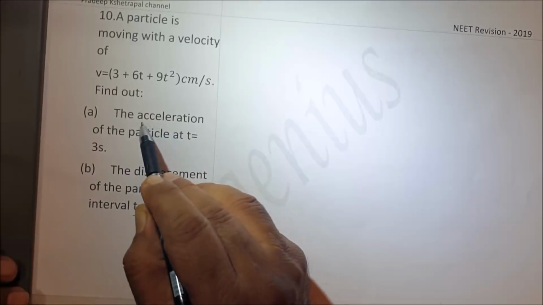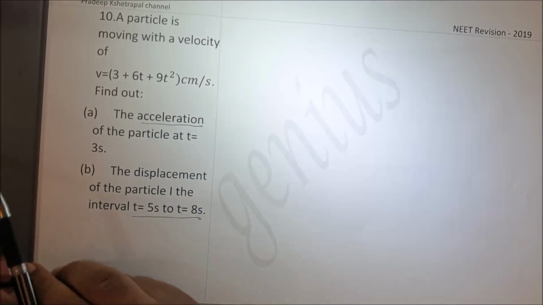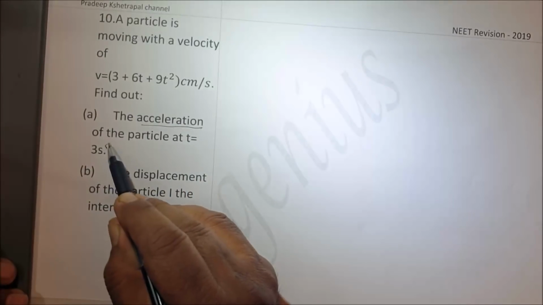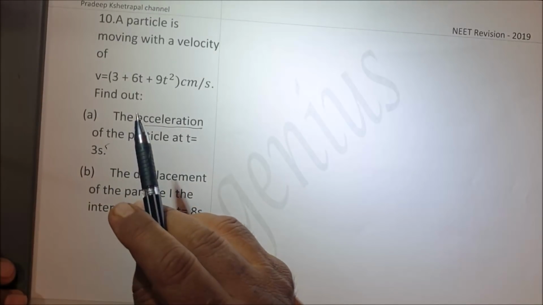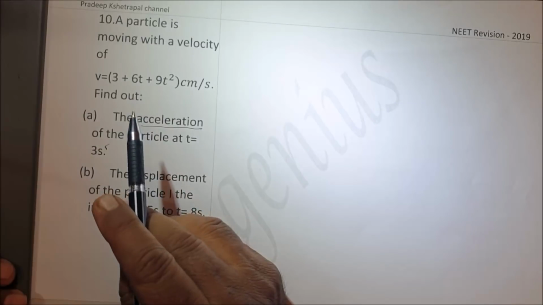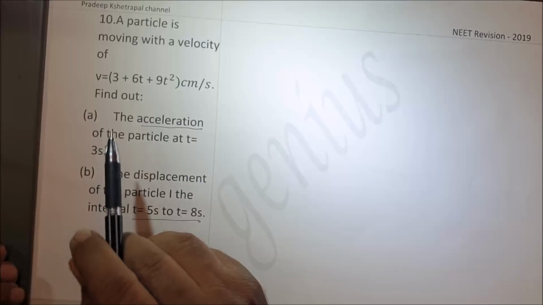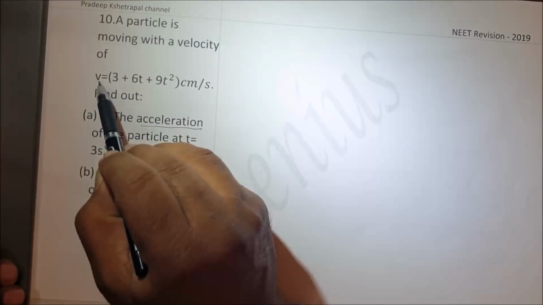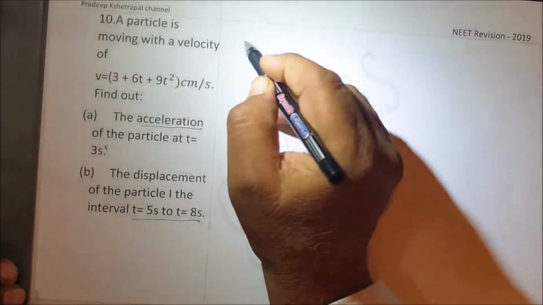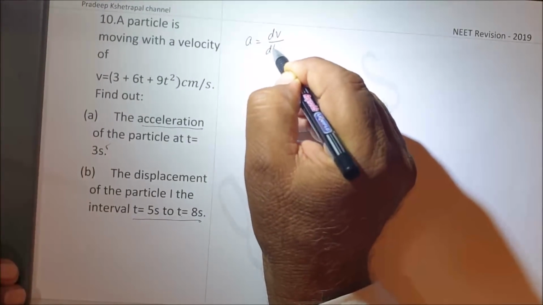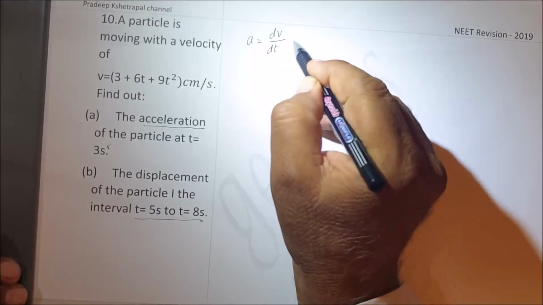And what are we supposed to find out? Acceleration. So the first thing, if you want to find the definite value of acceleration, we must have the formula of acceleration, the relation or function of acceleration. How do we get it? From velocity to acceleration, we know acceleration is the derivative of velocity with respect to time, dv by dt.